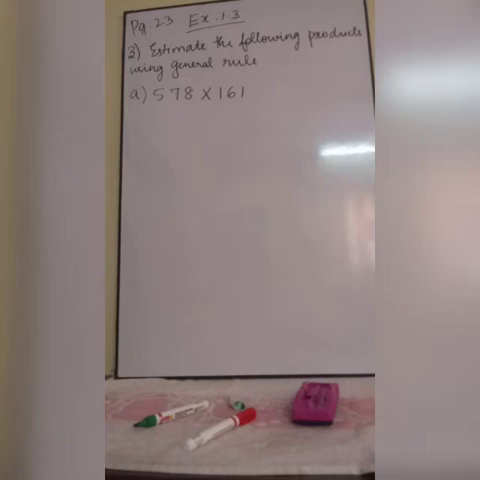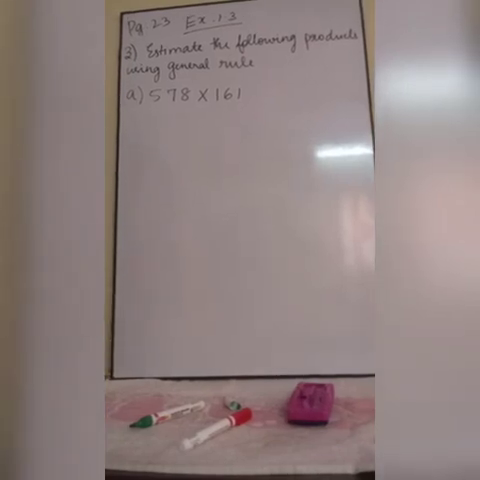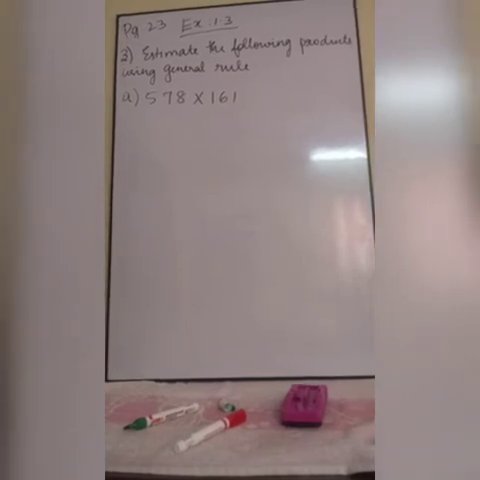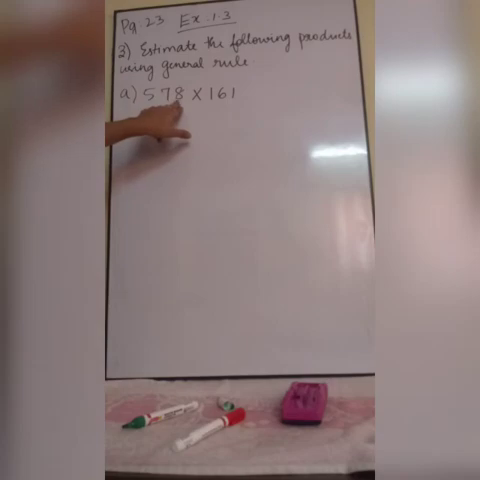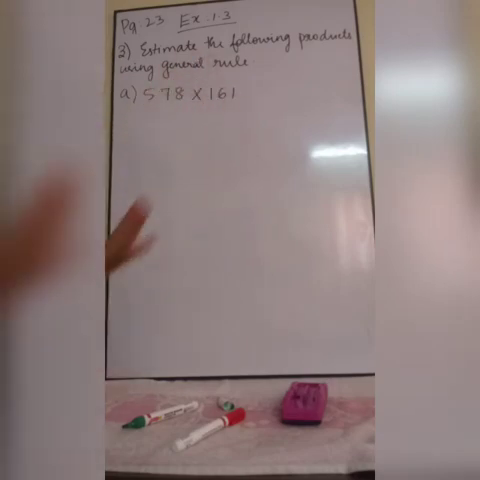Next is your third question. For this also you should refer page number 23, children. Estimate the following products using general rule. Do you remember the first question? In that, they have given: estimate each of the following using general rule. In that we rounded off two numbers and added or subtracted. Here also we are going to do the same, but the condition is we have to do the product. That's all. We are going to round off these values, then do the product.